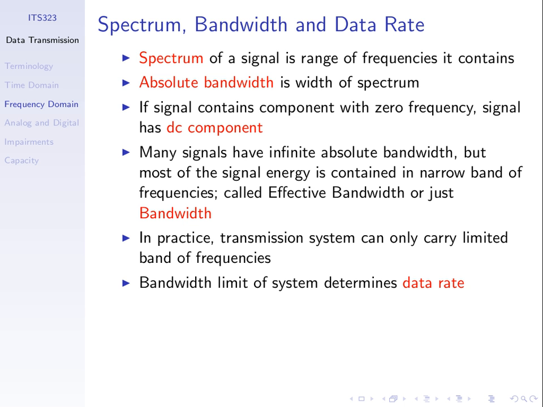We'll see, and that's what becomes important for us as computer scientists, that the bandwidth of a system and of a communication signal impacts upon the data rate, the number of bits per second we can send. And we'll go through some simple calculations to see the relationship.